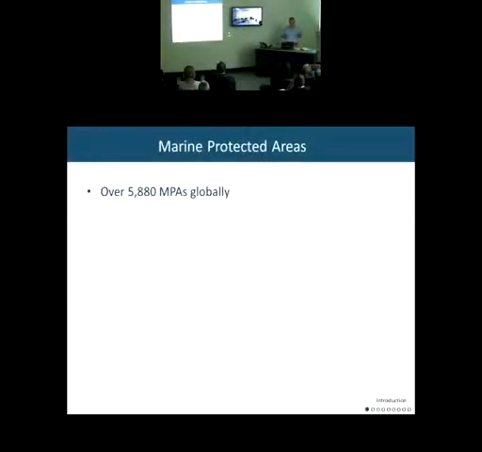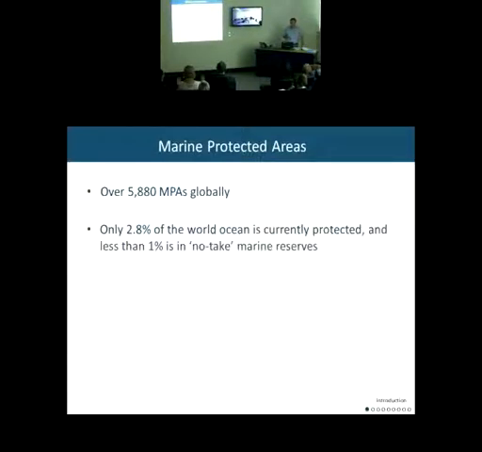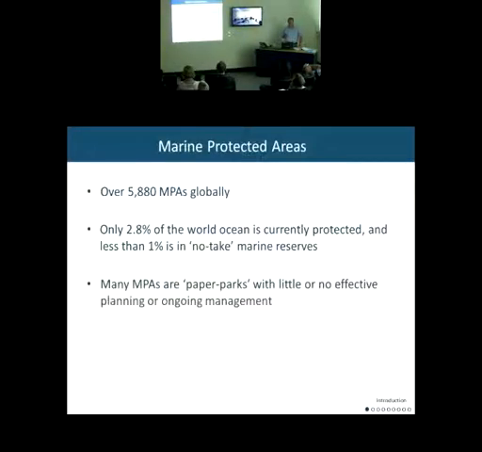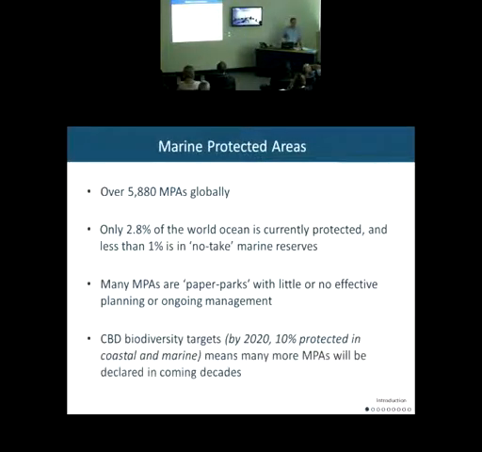If we talk about marine protected areas globally, there's now over 5,800 MPAs set up, and they're growing every year. They cover about 2.8% of the entire ocean, but only 1% of that is what we call no-take or marine reserves. Many of these MPAs, unfortunately, are paper parks. Whilst they've been declared either by law or other legislative basis, they don't really have effective planning or management. Yet we've got the Convention on Biodiversity setting biodiversity targets for 2020, and many countries are signatories to this convention, that basically says 10% of the world's oceans should be in protected areas, coastal marine areas. So what we're going to see is many, many more countries developing MPAs in the next decade.